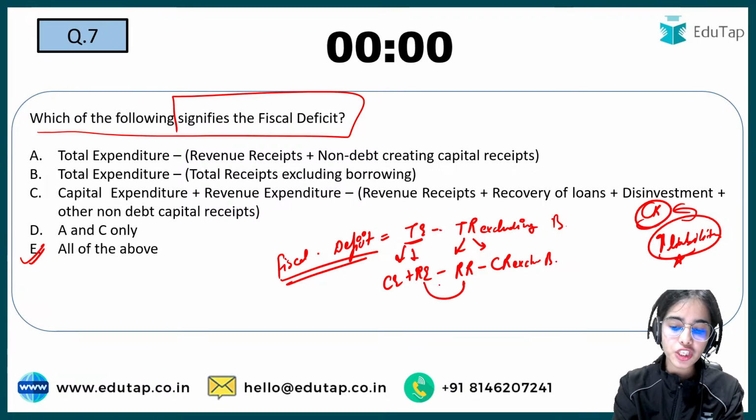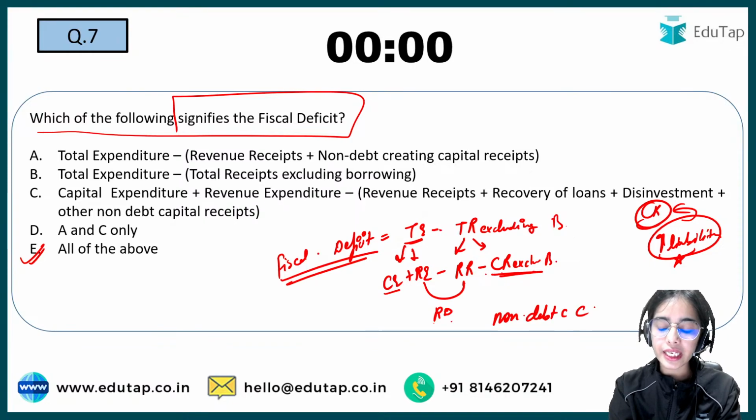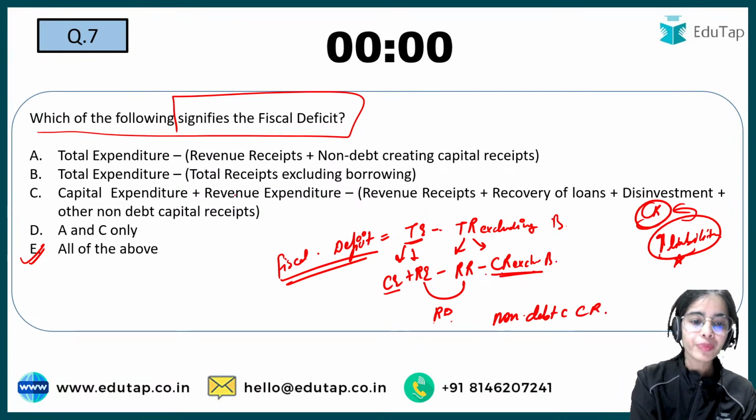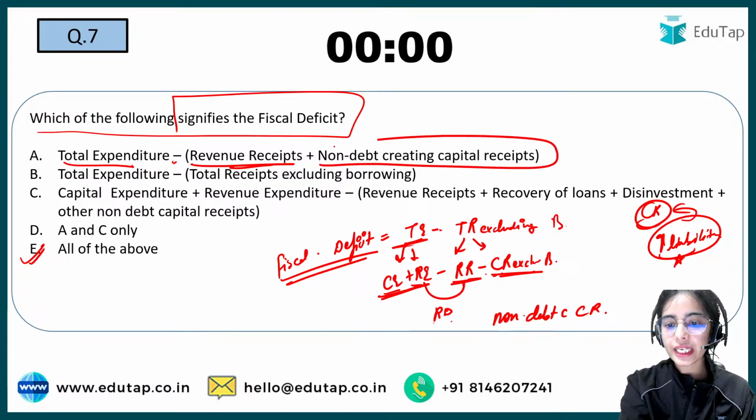Revenue expenditure minus the revenue receipts, this is actually the revenue deficit. So another formula can be: capital expenditure plus the revenue deficit minus the capital receipts excluding borrowing. Capital receipts excluding borrowing are the non-debt creating capital receipts. So this is another formula: total expenditure minus the revenue receipts minus the non-debt creating capital receipts.